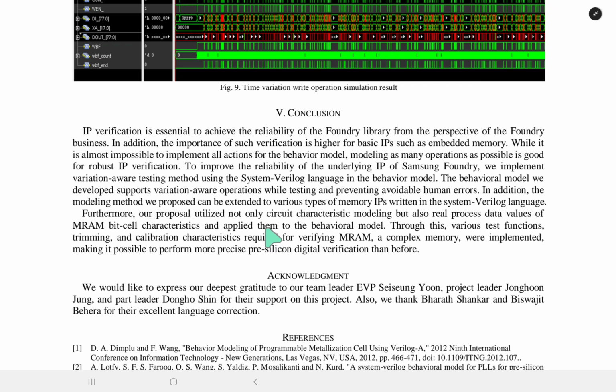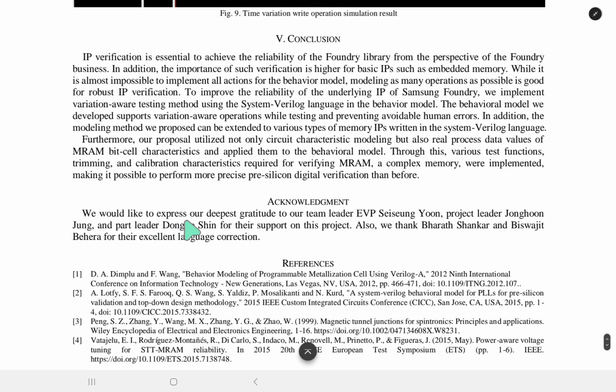The acknowledgement. We'd like to express our deepest gratitude.